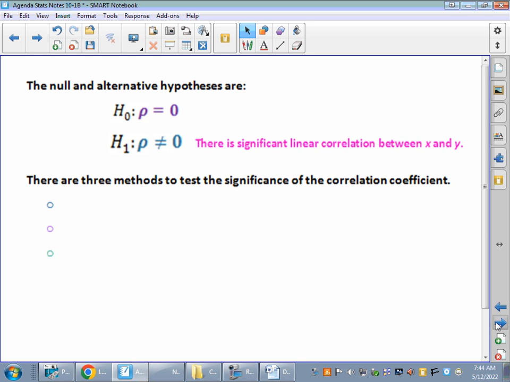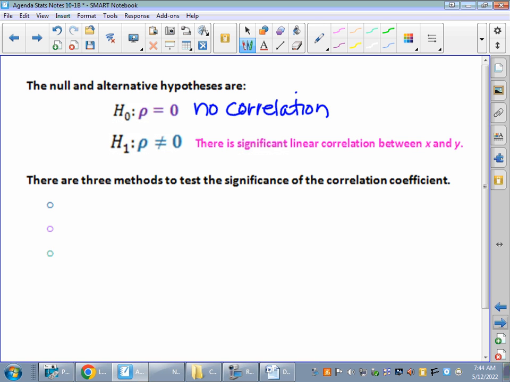So if rho is not equal to 0 in H sub 1, that means there is a significant linear correlation. If rho is equal to 0, remember, there is no correlation. So we're seeing which one we like. Are we going to reject H sub 0? If we reject H sub 0, that means we think there is a linear correlation. If we do not reject H sub 0, that means there is none.